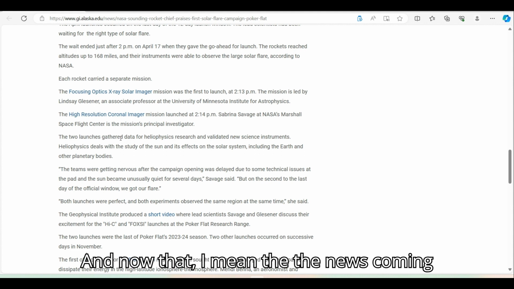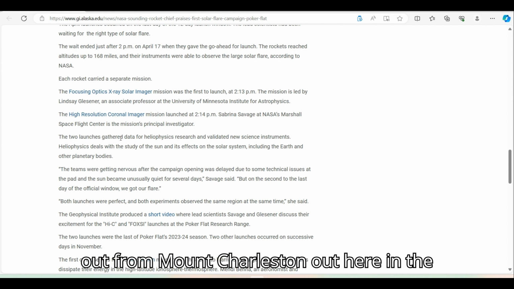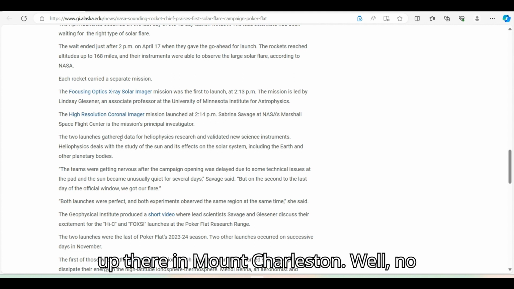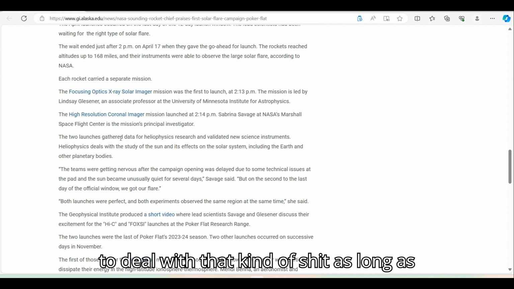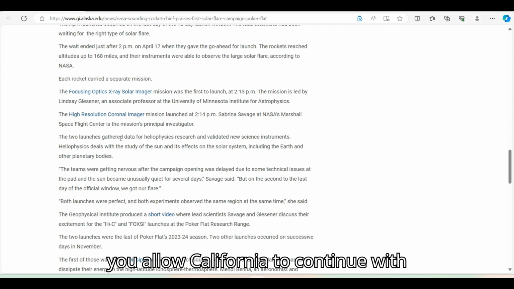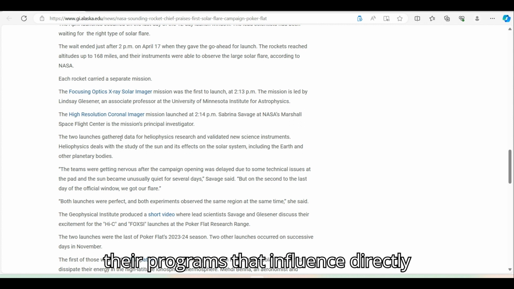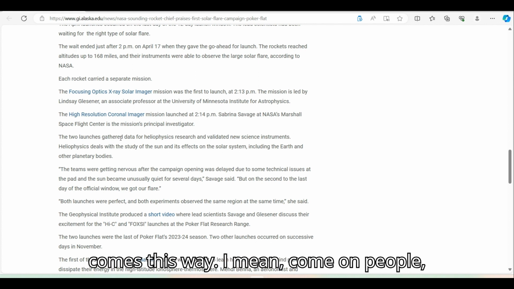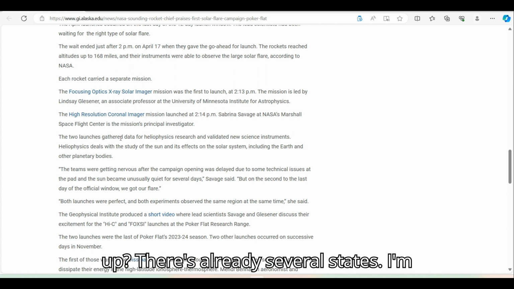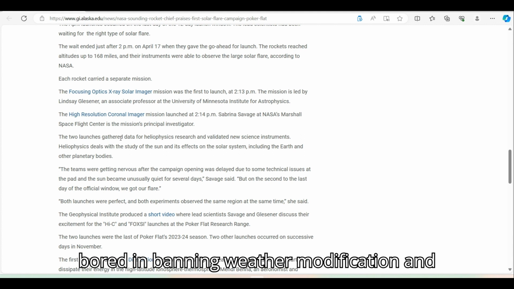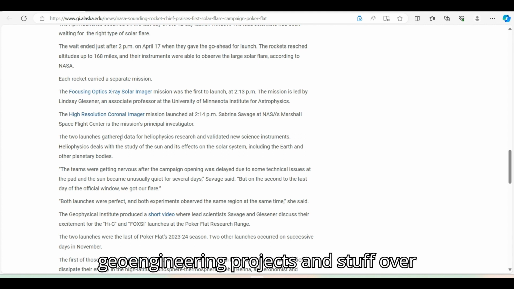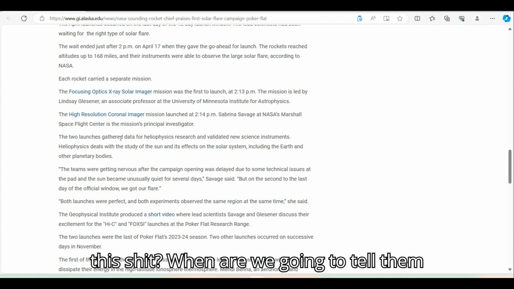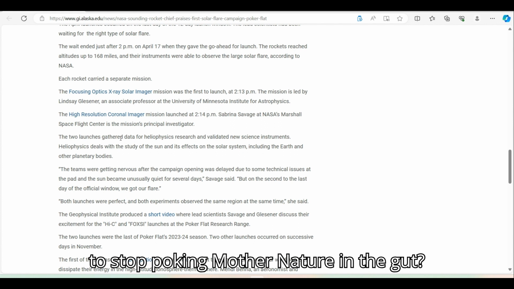And now the news coming out from Mount Charleston out here in the West, talking about how they're still recovering from flash flooding up there in Mount Charleston. Well, no shit, Sherlock. You're going to continue to deal with that kind of shit as long as you allow California to continue with their weather modification programs and their programs that directly influence that atmospheric river that comes this way. I mean, come on, people. When are more people going to wake up? There's already several states on board in banning weather modification and geoengineering projects over their state. When are we all really going to get on the same page when it comes to this shit? When are we going to tell them to stop poking Mother Nature in the gut?